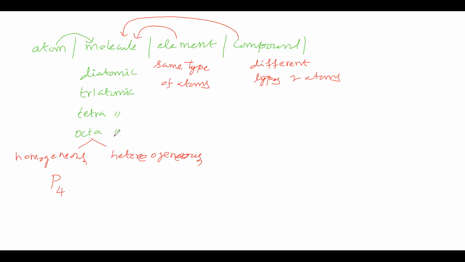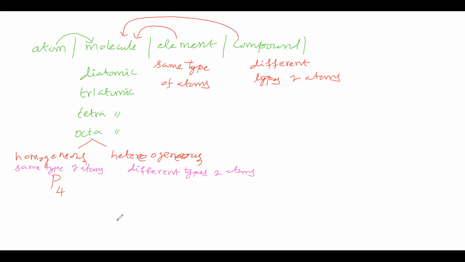Homogeneous molecule means the same type of atoms present. Heterogeneous molecule means different types of atoms present. So this P4 contains the same type of atoms. Therefore, it is a homogeneous molecule. Since four atoms are present, it is a tetraatomic molecule. Like this you can see.